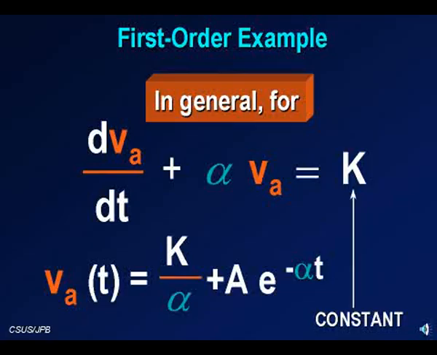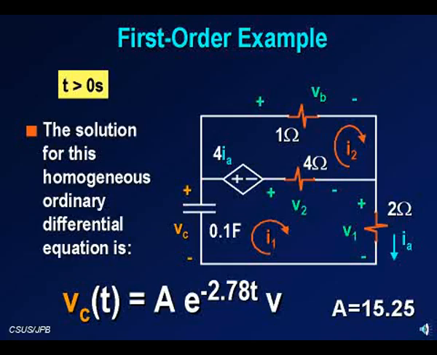Because in my view, I'm not trying to teach you differential equations here, but once you come up with the differential equation, I expect you to be able to write the solution just like I have here for that example. Of course, in this case, k is equal to 0, so the only part we have is A e to the minus alpha t, and in our case, alpha is 2.78. So the solution is Vc for t greater than 0 equals a constant A e to the minus 2.78 times t.